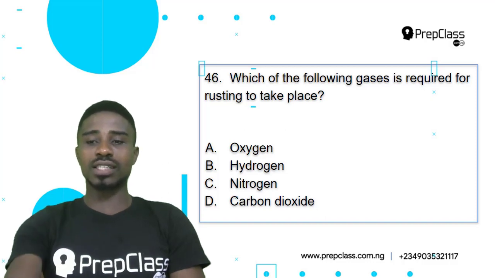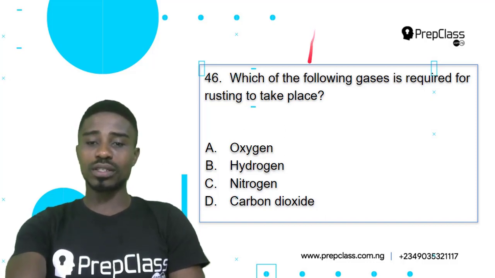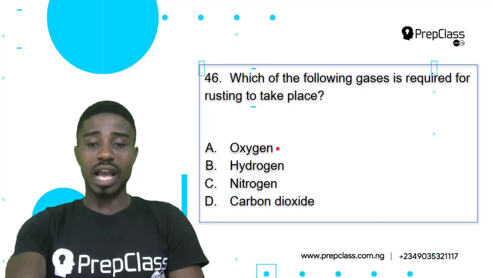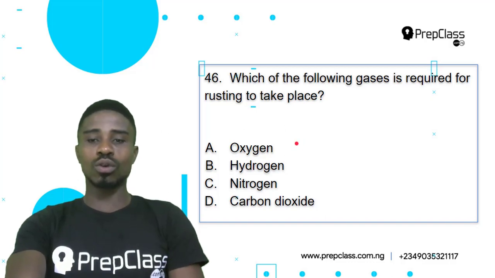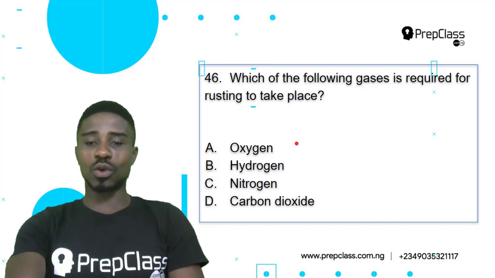And the gas that is required for rusting to take place is not hydrogen, it's neither nitrogen, it's not carbon dioxide, but it is oxygen. So oxygen, in the presence of water, makes that iron form an oxide which is known as rust. So oxygen is the gas required for rusting to take place.